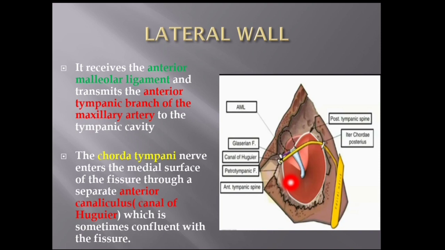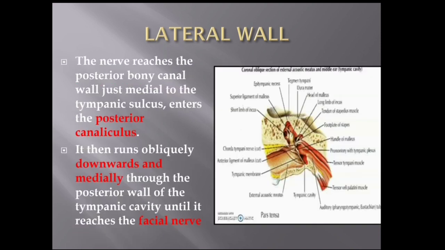The chorda tympani nerve, we can see it here, the yellow colored chorda tympani. It crosses the tympanic cavity, enters the medial surface of the fissure through a separate anterior canaliculus of Huguier, which is sometimes confluent with the fissure. This chorda tympani reaches the posterior bony canal wall just medial to the tympanic sulcus, and enters the posterior canaliculus.